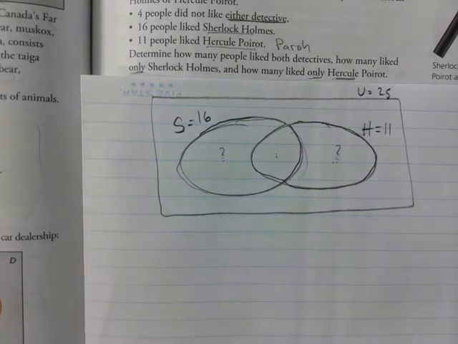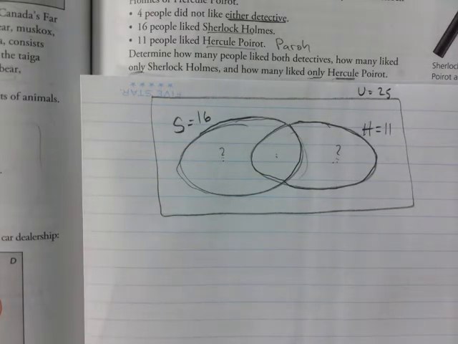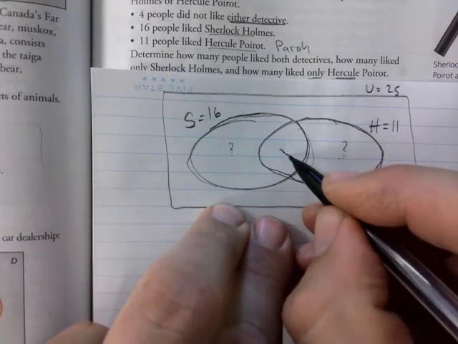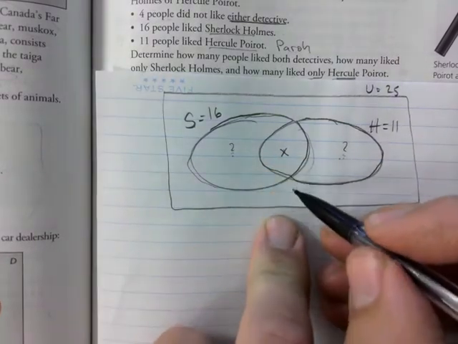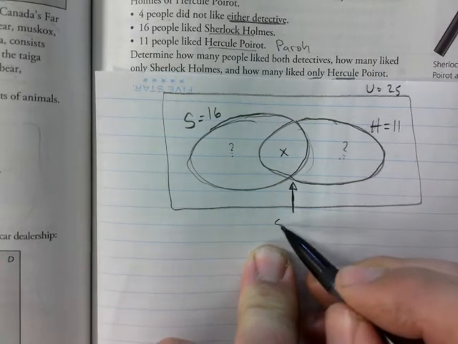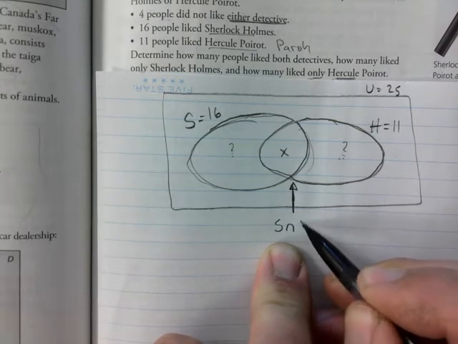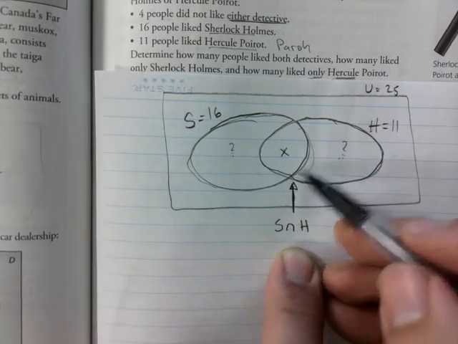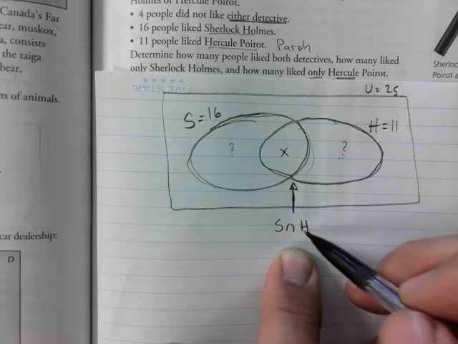So this is going to be your go-to, right? You're going to want to just figure it out. Like, what goes in there? Don't do it. Figure out the middle piece. Focus on the middle piece. I'm going to figure out how many go in here, and what do I call that using proper notation? S intersects H, right? The intersection of the two. That's what I'm going to focus on.